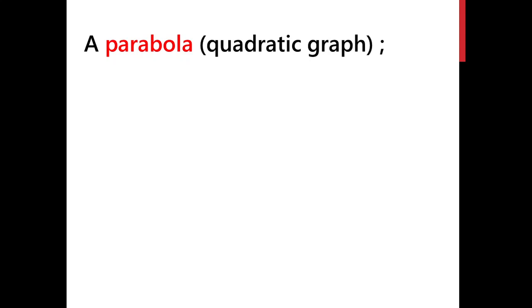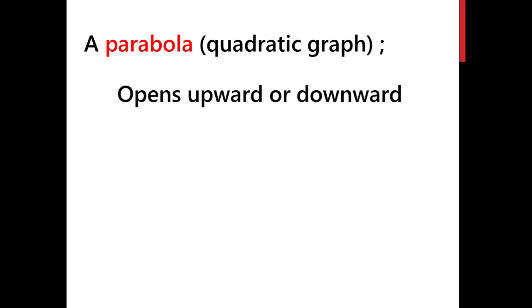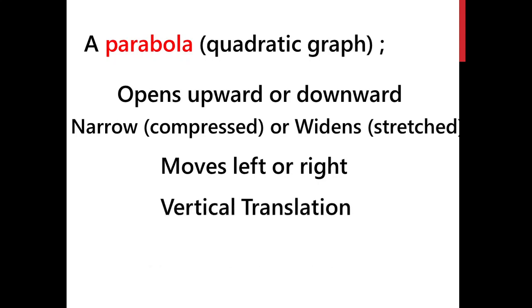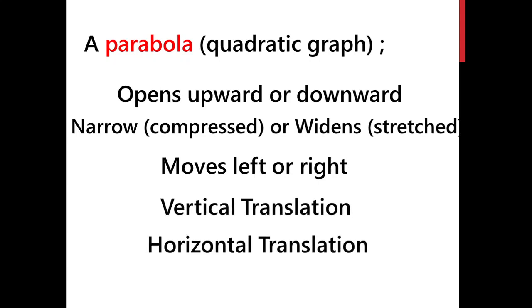It's called a parabola. Now, a parabola may open upward or downward. It can also be narrow or wide. It may move from left to right, and it also has a vertical and horizontal translation. Now, to further understand this behavior of the parabola or the quadratic graph, let's have some illustrations.